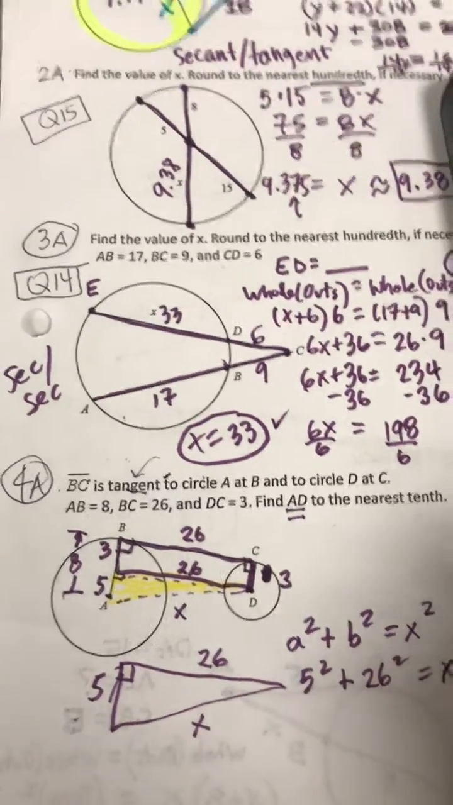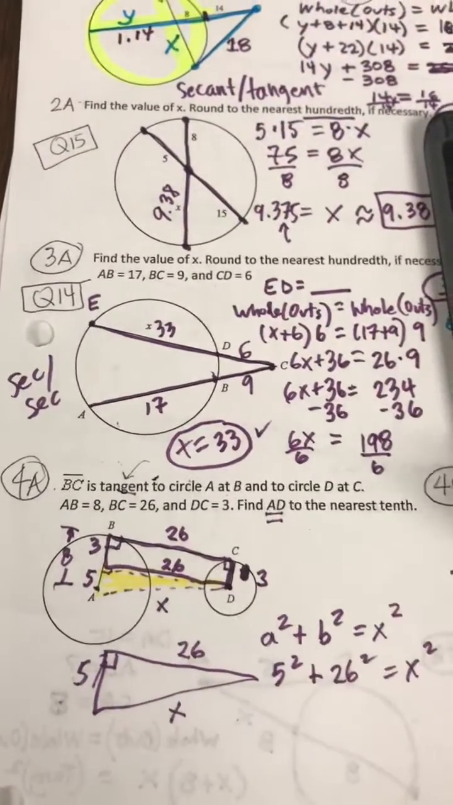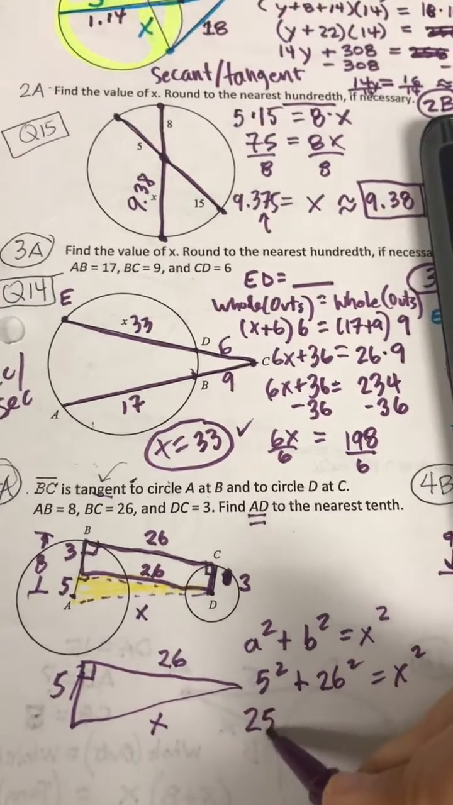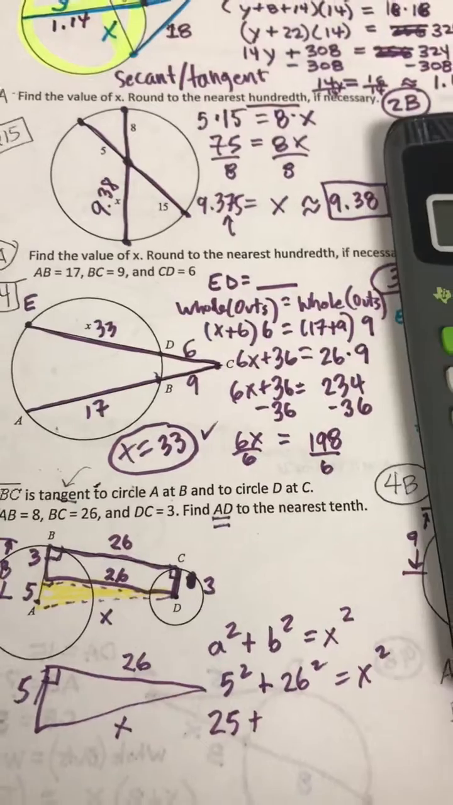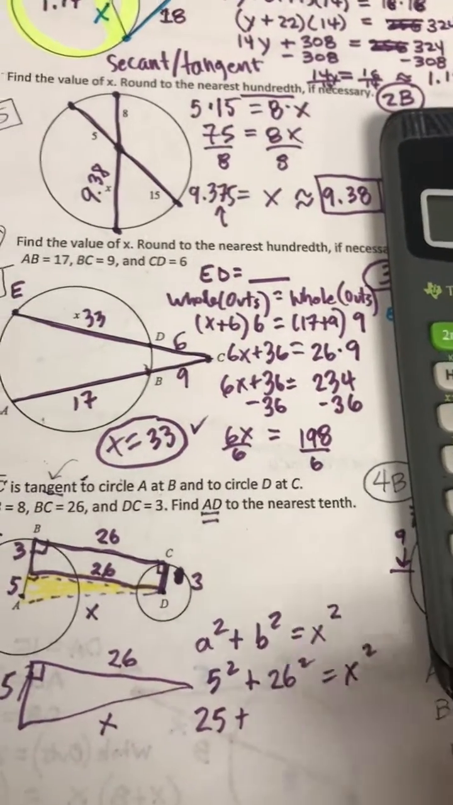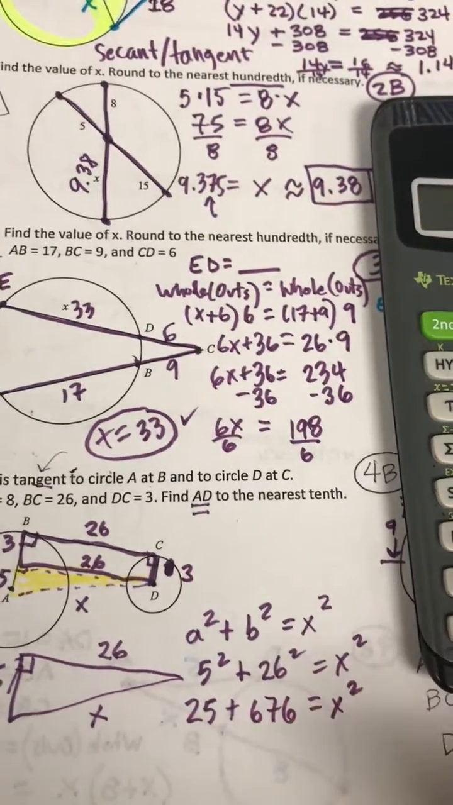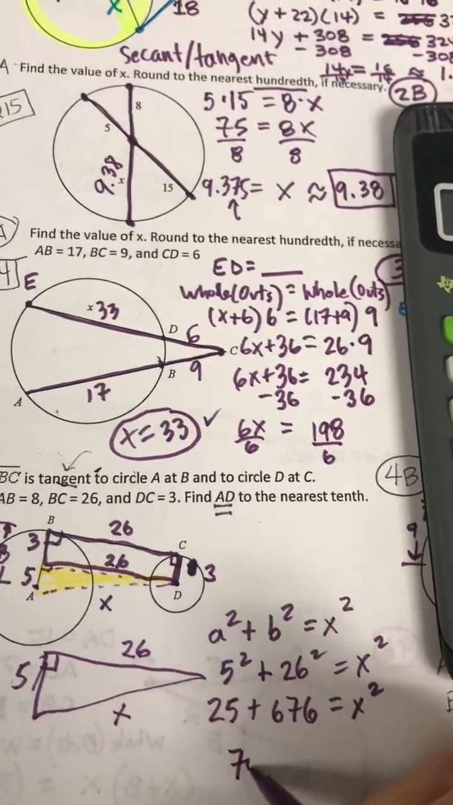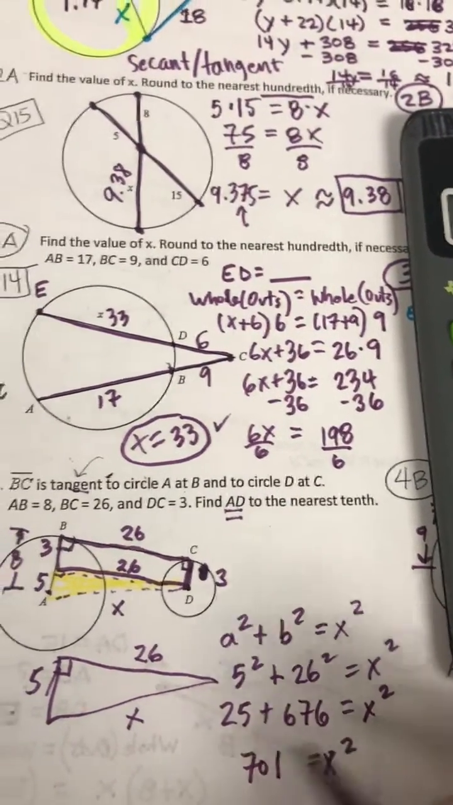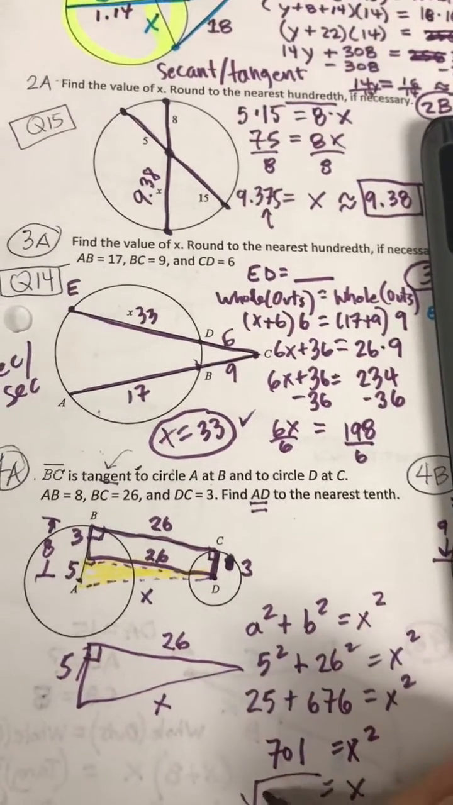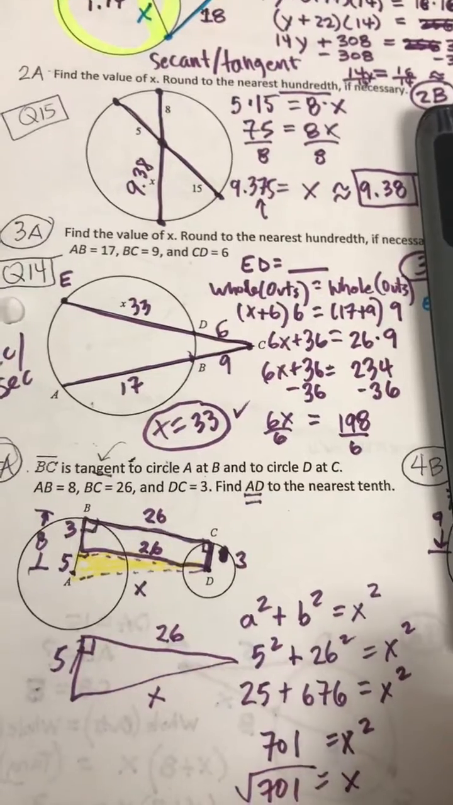And so that should tell us what x squared is, and then we just square root both sides to find out what that is. So this would be 25, and this is 676. So definitely this length doesn't make sense at 701. I need to take the square root of 701 to find x.